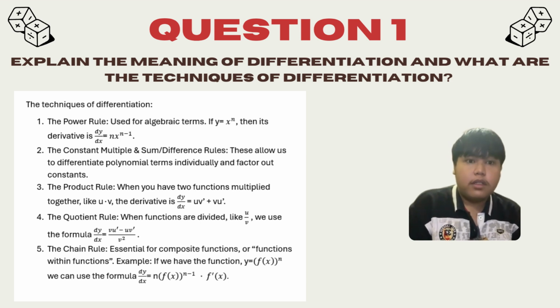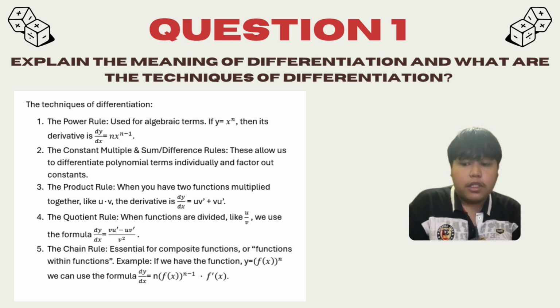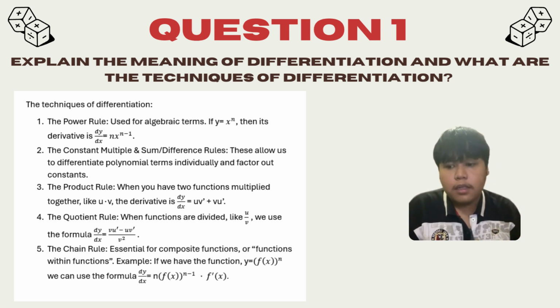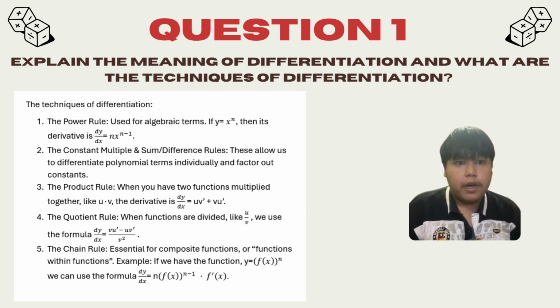Basically, the derivative represents the slope of the tangent line to a curve at any given point. In real-world terms, it measures the instantaneous rate of change: how fast a dependent variable, which means y, changes with respect to an independent variable, which means x. We mathematically denote this as dy over dx or f prime x.